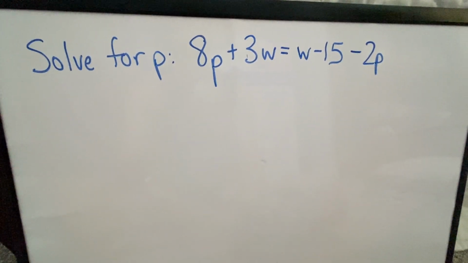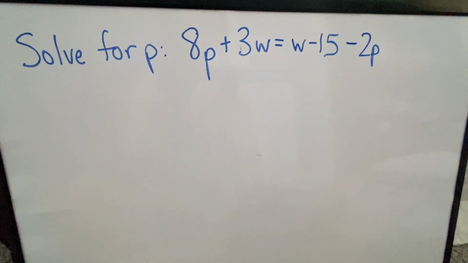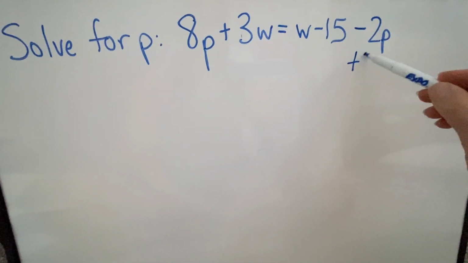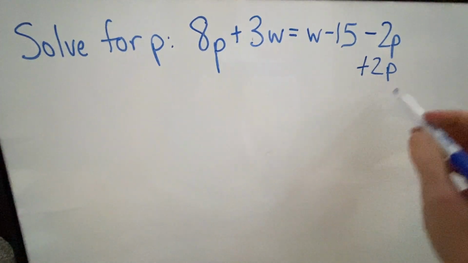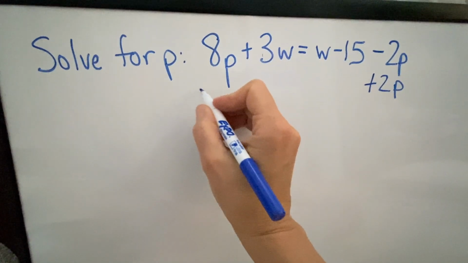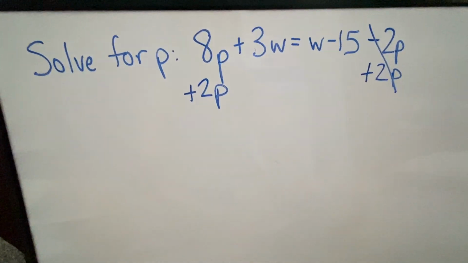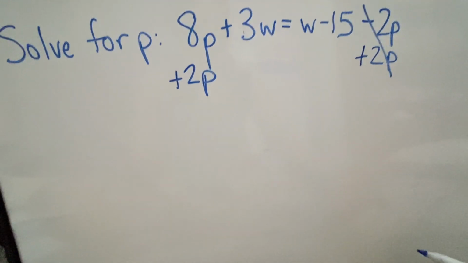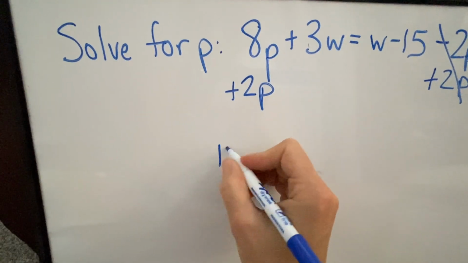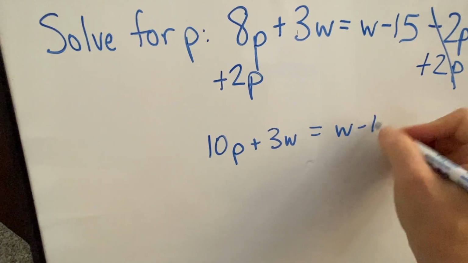So the first thing I'm going to do is pick a side. Where do I want my P to end up? I'm going to move it over here because I like to work with positive numbers as often as possible. And I know if I subtract this 8p, it's going to go to a negative 10p, and I don't really want that. So first thing I'm going to do is move my p over. The opposite of minus 2p is plus 2p. 8p plus 2p is 10p plus 3w equals w minus 15.